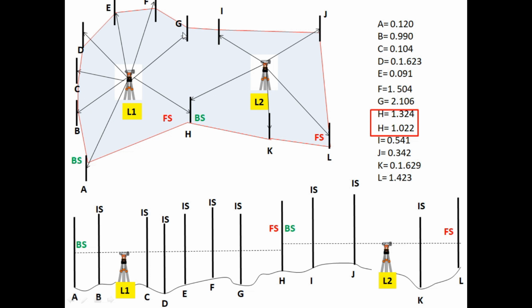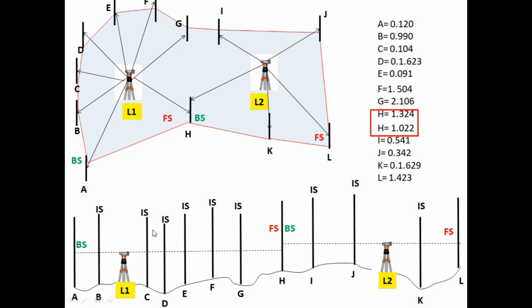Now we have covered all the area within the command of L1, so we have taken the last reading as foresight. See here, A, B, C, D, E, F, G, then H we have taken the last reading as foresight. Now we have shifted this instrument from L1 to L2 and taken the first reading, that is backside, on the same staff. Remember, the height of the instrument in this case and this case is different.